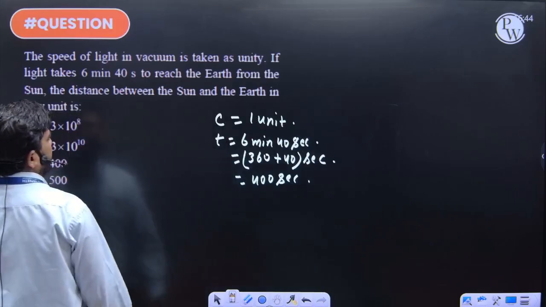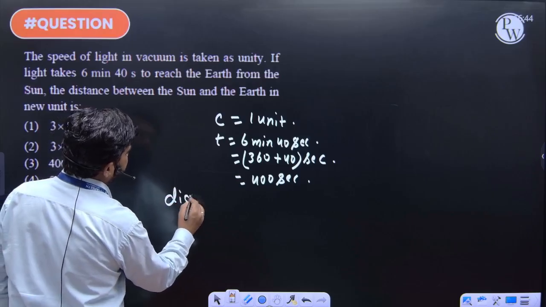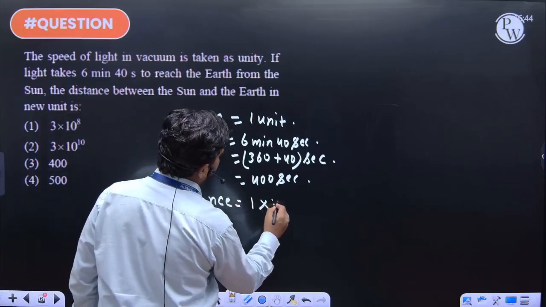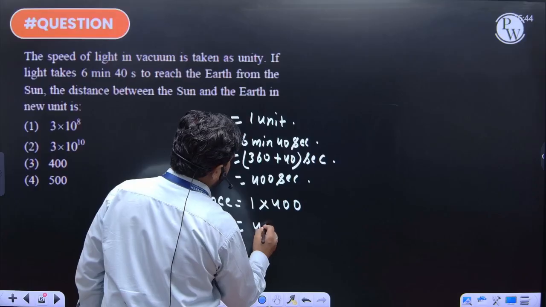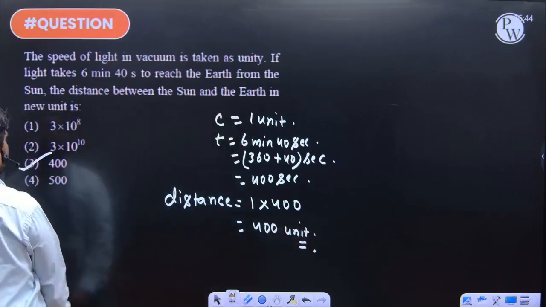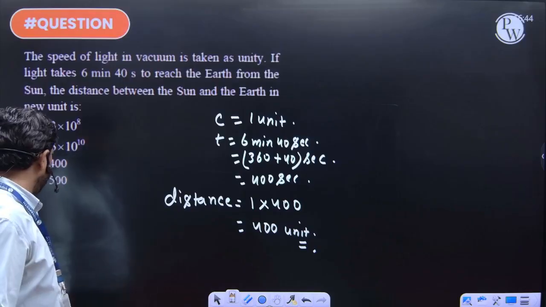Now if it is taking 400 seconds, so what is the distance? You know that distance is equal to speed into time. Speed is how much? 1 into 400. So that is 400 unit. Here also it will become 400 unit. So which one is correct? Option number 3. Clear? Very easy question. You could have done it in very less time.